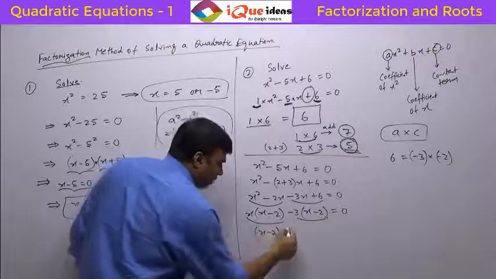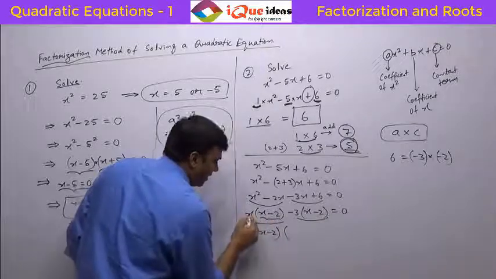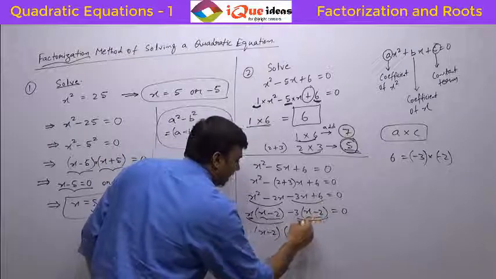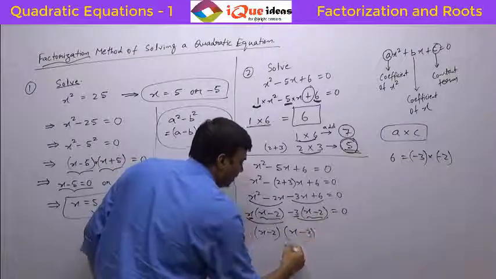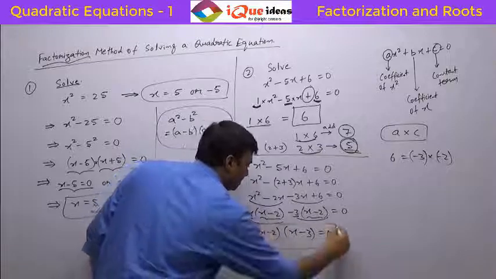Now, if x minus 2 is common, then if you take this out, x will remain from here. If you take this out, minus 3 will remain from here. So, it is x minus 3 equal to 0, right?